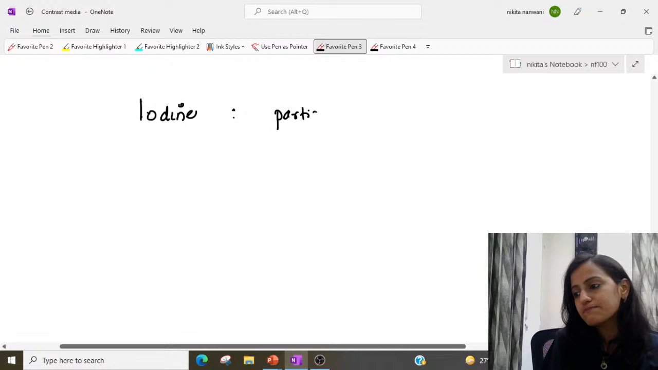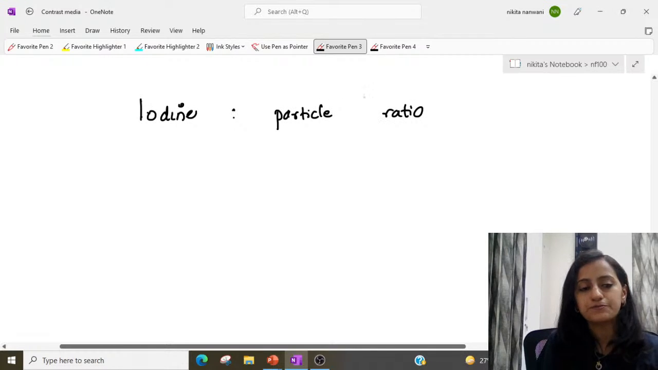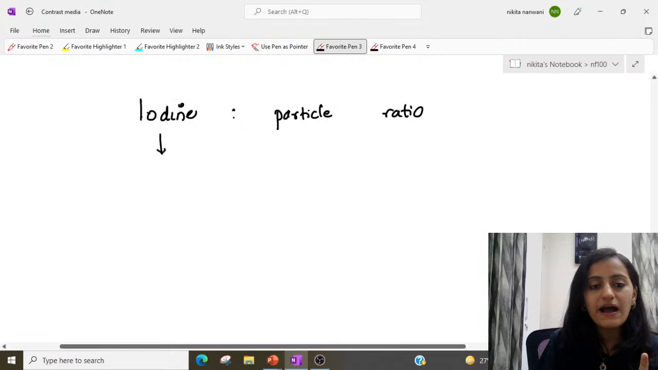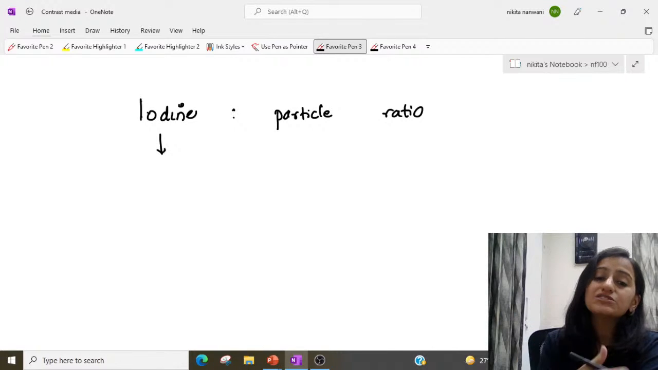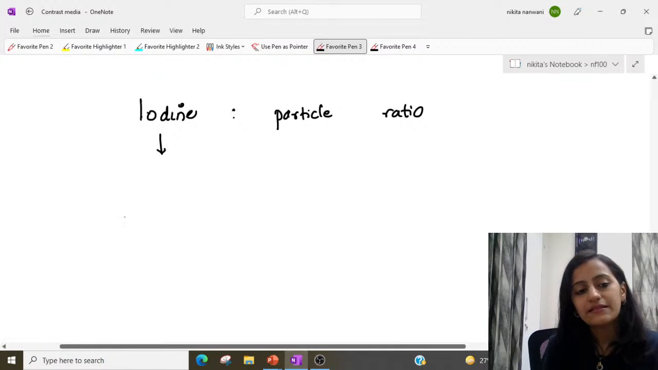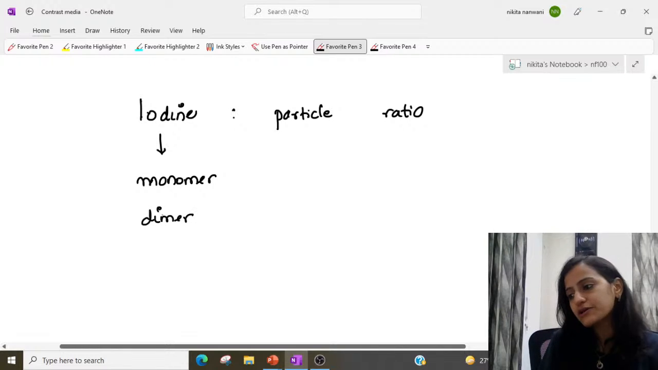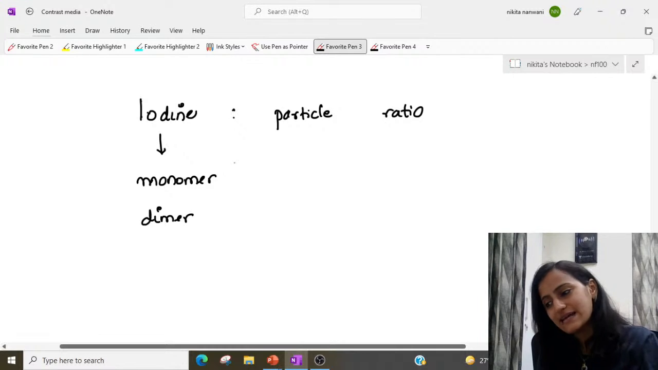Okay, this is again important. Understanding the iodine particle ratio. Now, the number of iodine, like with any contrast medium, when we give the contrast media, how much iodine it is giving is decided by whether it is a monomer or a dimer contrast.